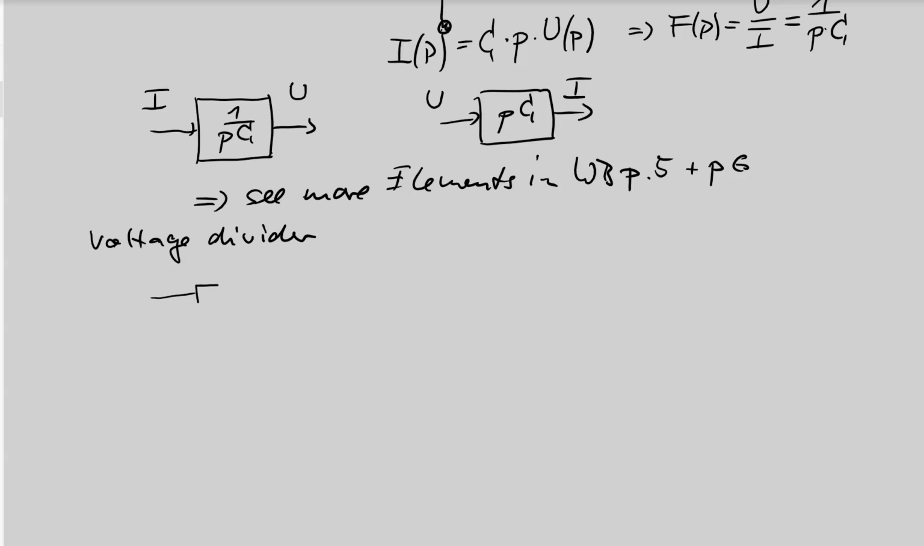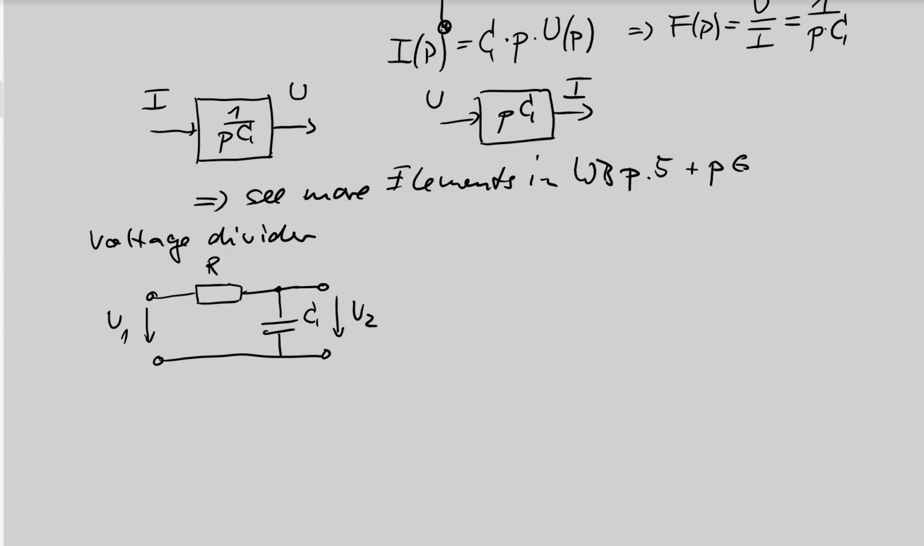There we want to use a resistance together with a capacitance in the following application. A circuit where we have an input voltage, so this is U1, then we have a resistance R, a capacitance C, and an output voltage U2. And we want to have now the signal block diagram of this circuit.